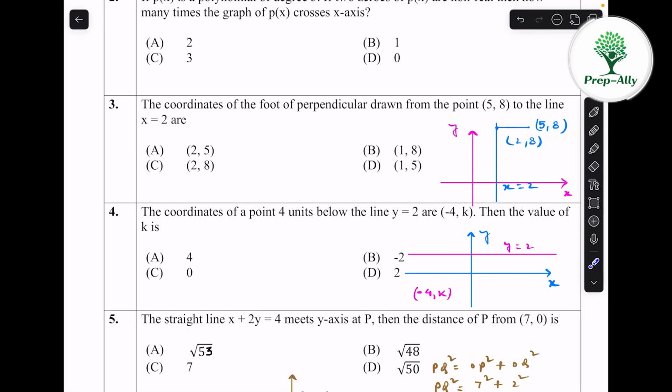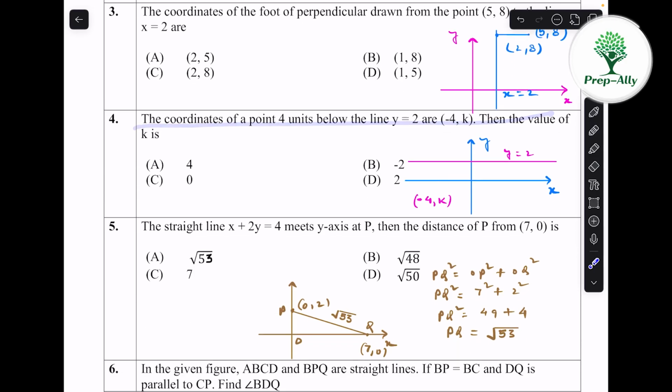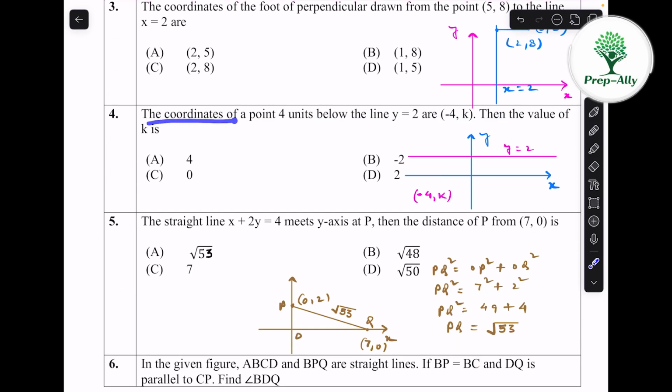See here how to solve this question. The question is: the coordinates of a point 4 units below the line y equals 2 are this. Then what is the value of k? So it is y equal to 2. 4 units below here, so it is minus 4 here.